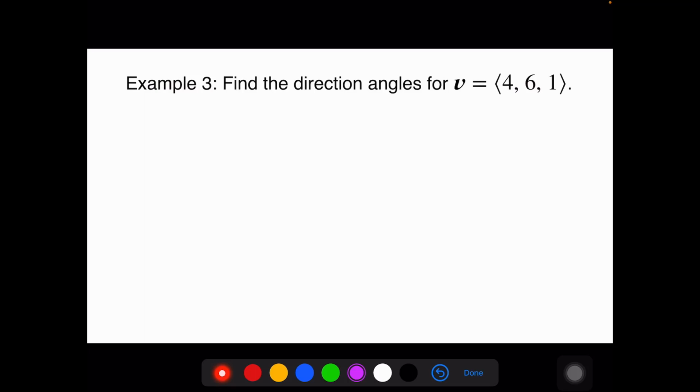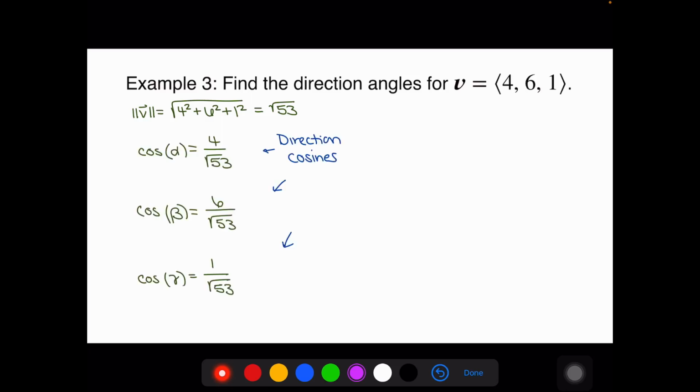So example 3, if I want to find the direction angles for vector v equals ⟨4, 6, 1⟩, the first thing I'm going to do is find its magnitude. The magnitude of vector v would be the square root of 4 squared plus 6 squared plus 1 squared. Let's see, I got root 53.